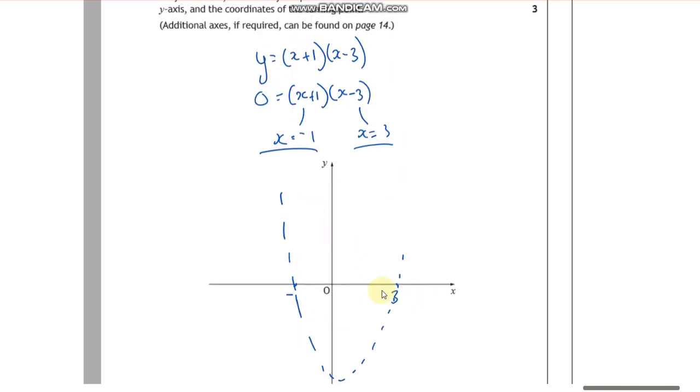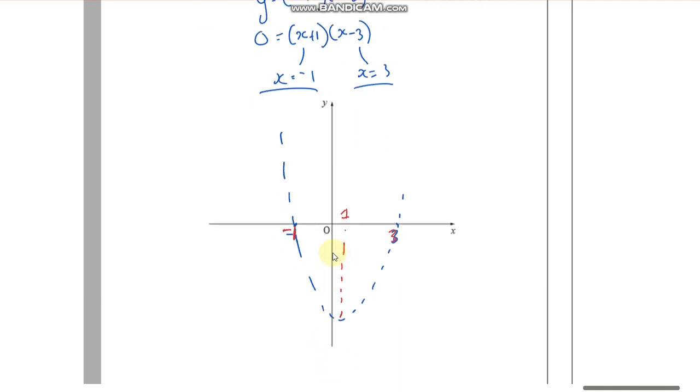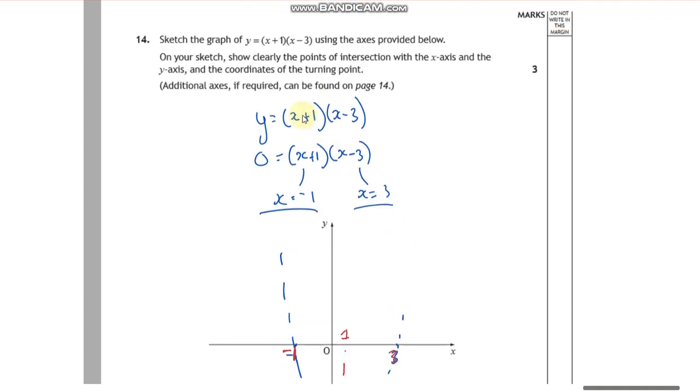The turning point is always bang in the middle of your roots. So if that's negative 1, just so you can see it clear, negative 1, and that's 3, the number in the middle is going to be at 1. Okay. So 1's bang in the middle. And how would I then possibly find the turning point? I know that x is 1. How would I find y? I just sub it in.